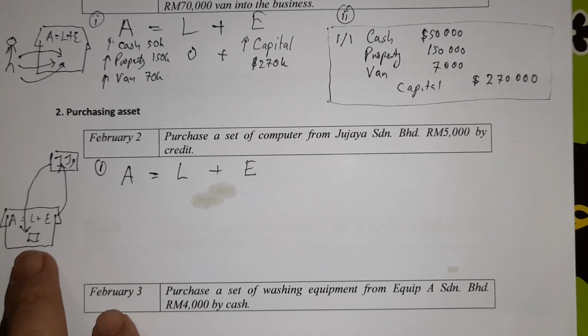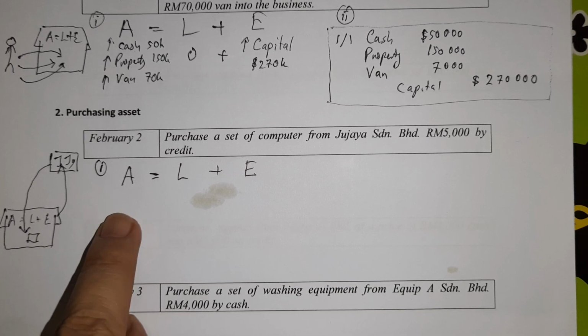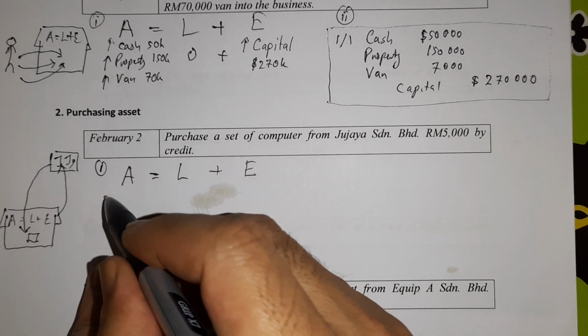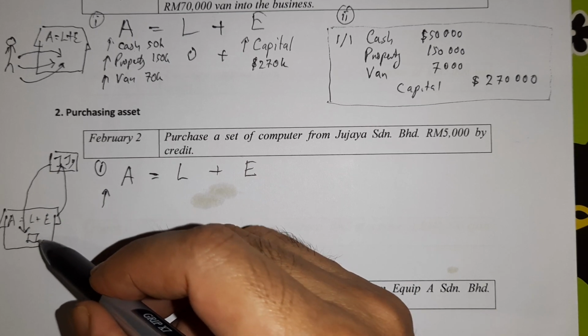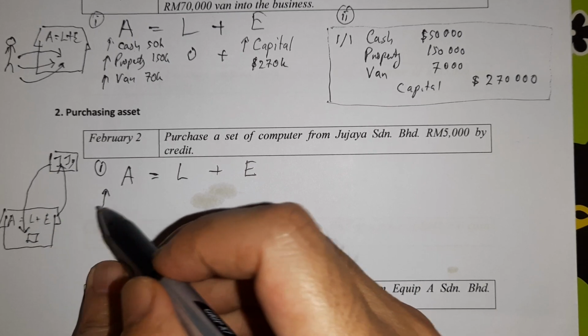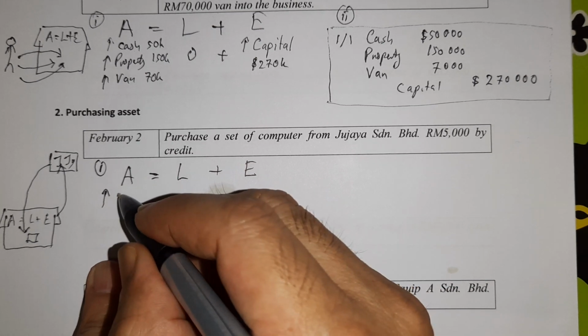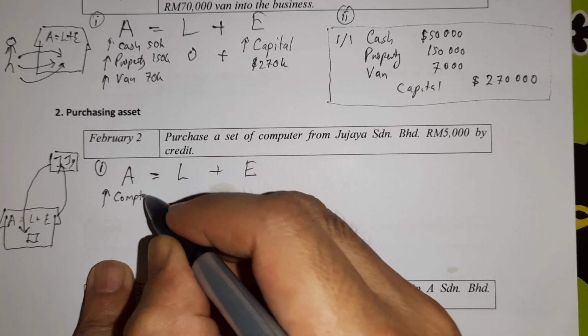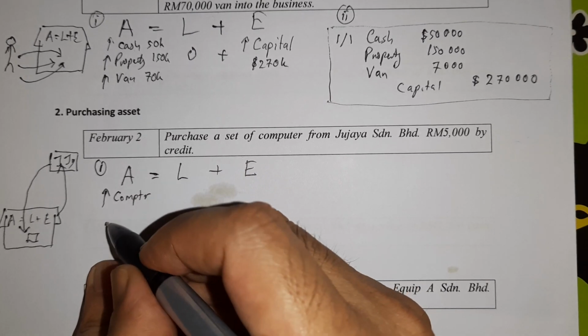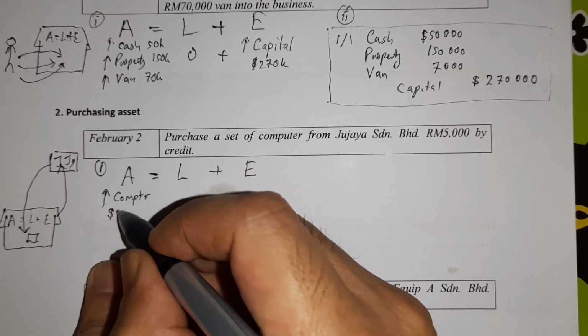Okay, see. So when this thing happens, the effect on the accounting equation is asset has increased. Asset of the business has increased. Before this, the business had no computer. Now the business has a computer. So asset increases. The name of the asset is computer. The amount is 5,000.